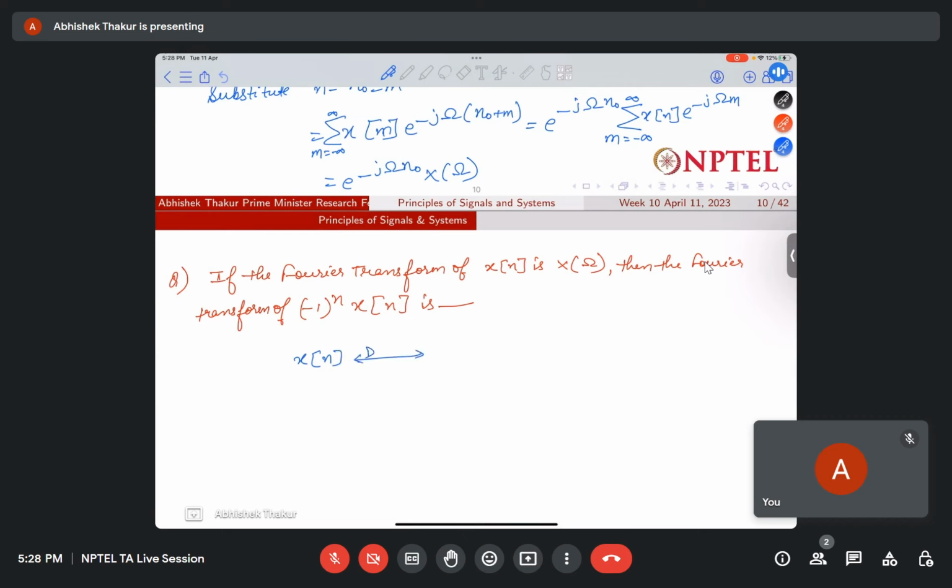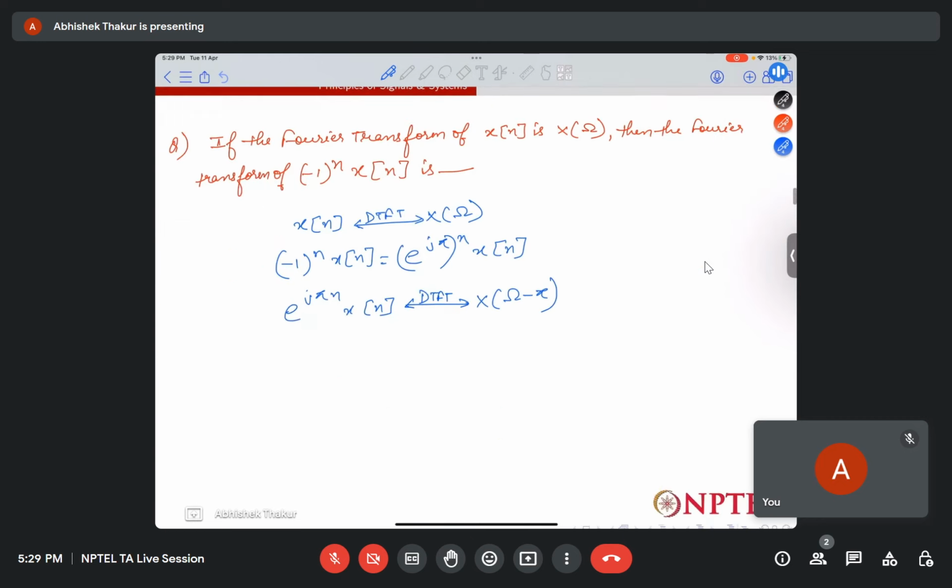So the DTFT of x of n is given as, let's suppose, X of omega. Then minus 1 to the power of n times x of n is written as e to the power of j pi n times x of n. So now we have to find the DTFT of e to the power of j pi n times x of n. So this has DTFT of X of omega minus pi. So by using this property, e to the power of j omega naught n times x of n will have DTFT as X of omega minus omega naught. Okay.